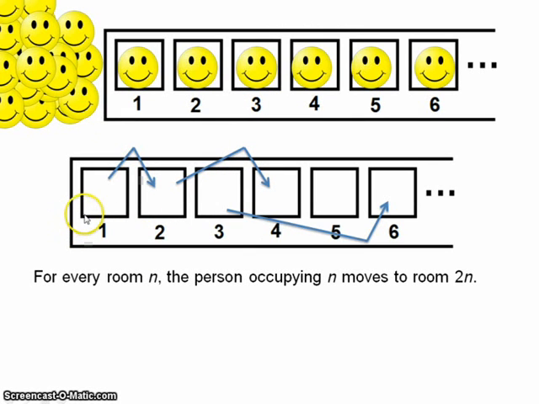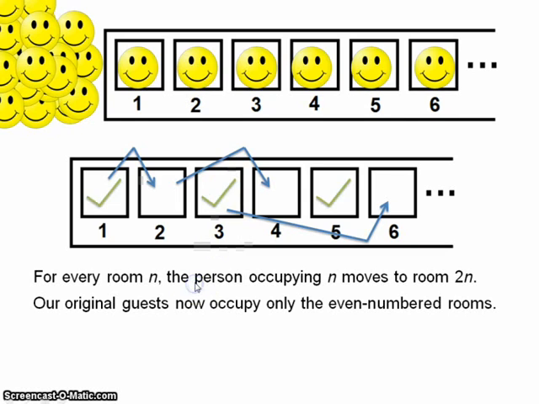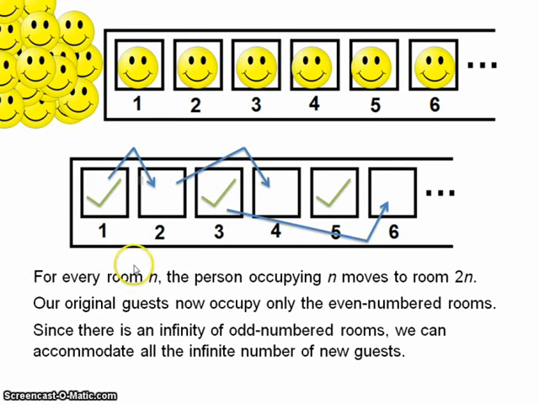So what this means is that all the even-numbered rooms will be occupied, but all the odd-numbered rooms will be made available, and our infinite number of people can be moved into the odd-numbered rooms because there are an infinite number of odd-numbered rooms. And so we can easily accommodate our infinite new guests. And what this seems to show intuitively is that if we take infinity and then add infinity, we end up with infinity. Okay, now this final example is a little more tricky.